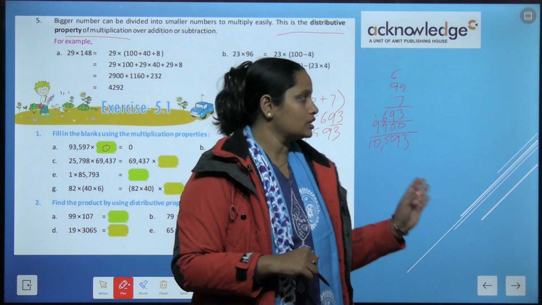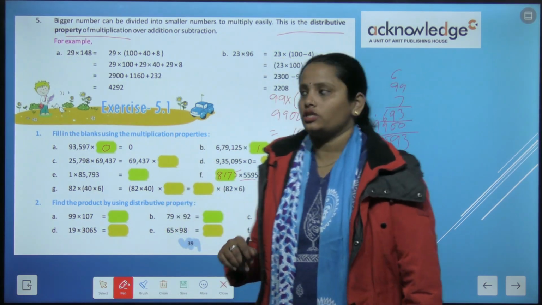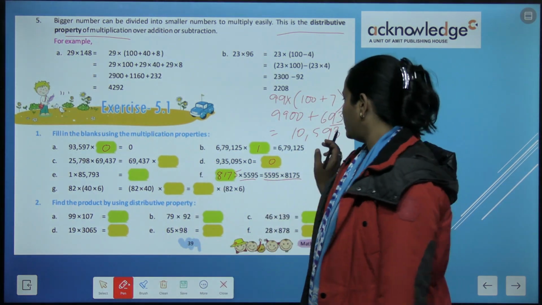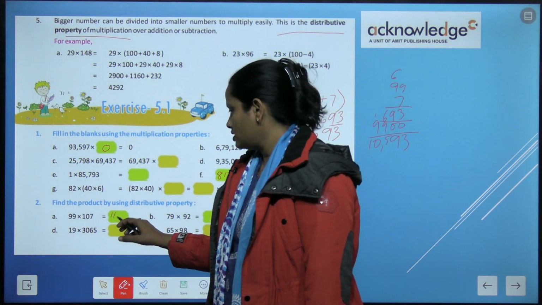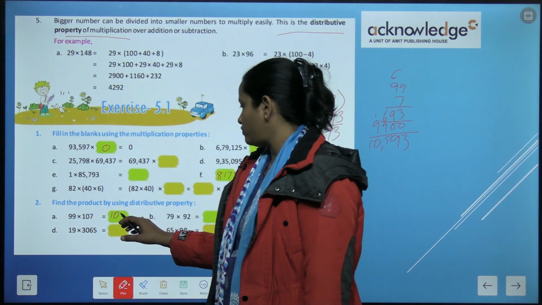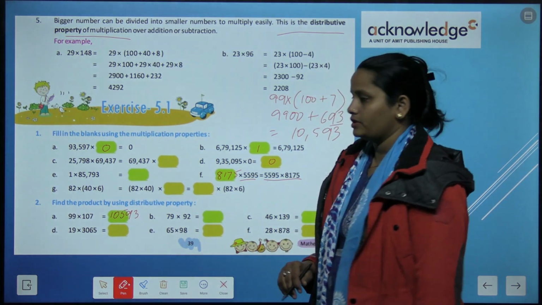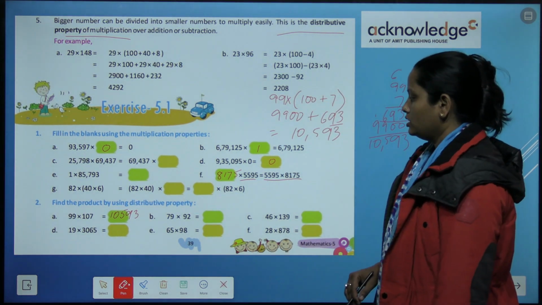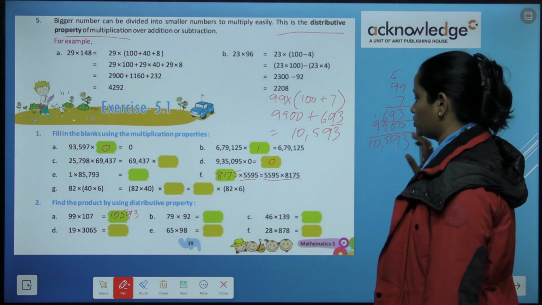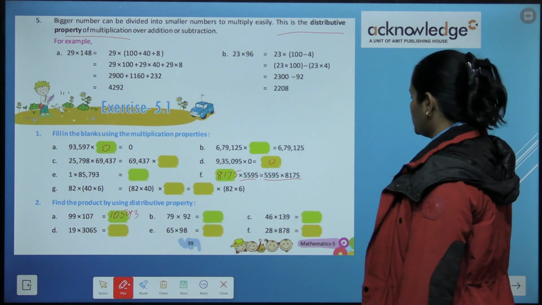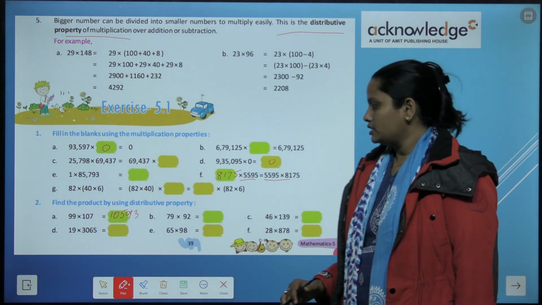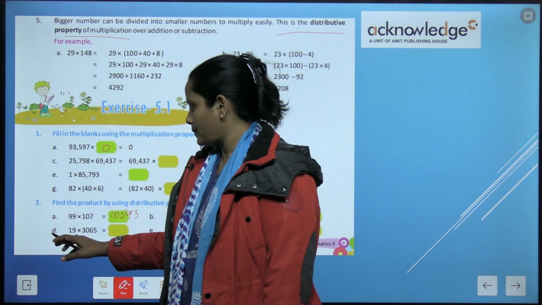Here we have done it in this column. So this is our answer. Now let's write it. 10,593. I hope this is clear to you. Similarly, let's do another question here. Let's do this D part. D part को करते हैं.